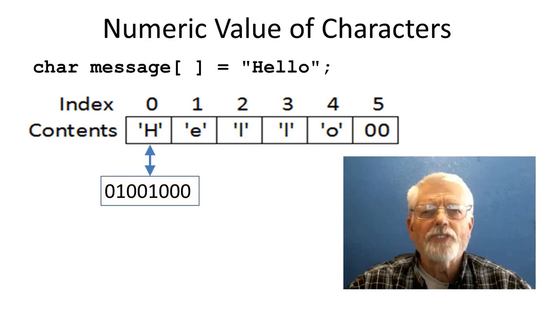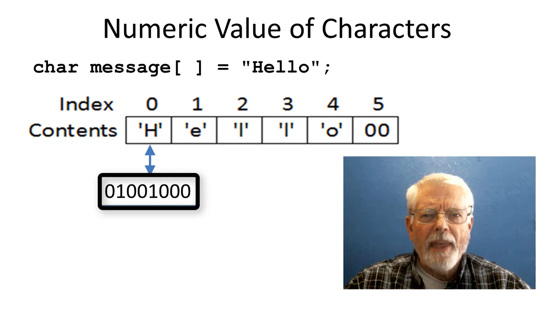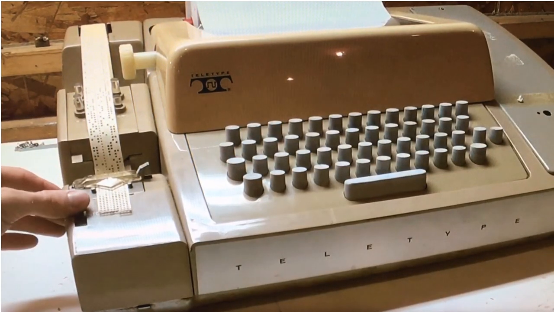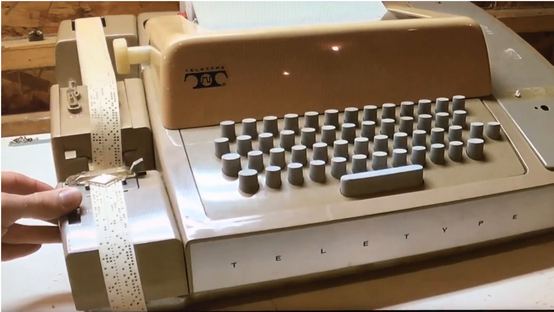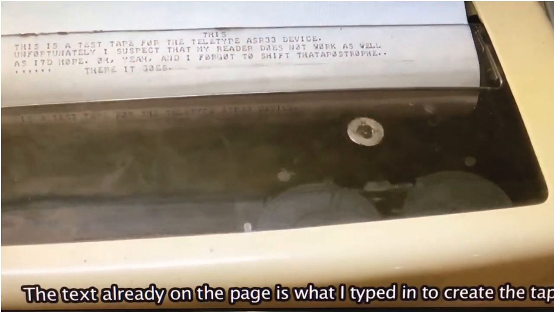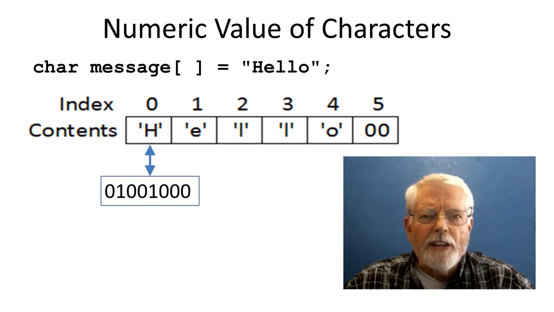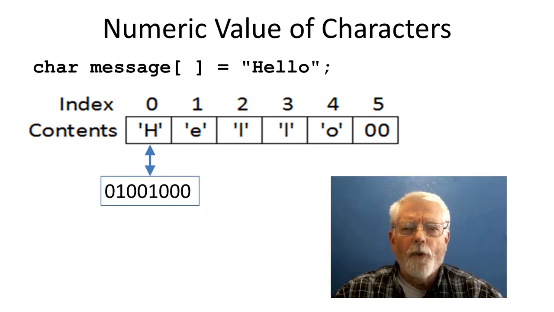Characters are stored in memory as a collection of ones and zeros. The bit pattern for H is 01001000, which is based on the old teletype punched paper tape. Depending on how it's used, the same bit pattern can represent the letter H. It can also represent a decimal value of 72, or it can be expressed as a hexadecimal 48.